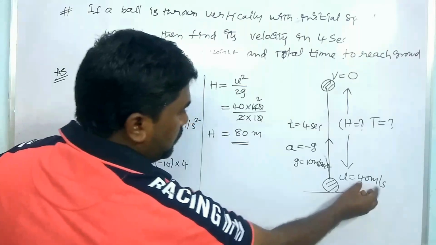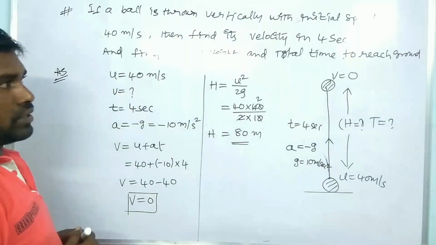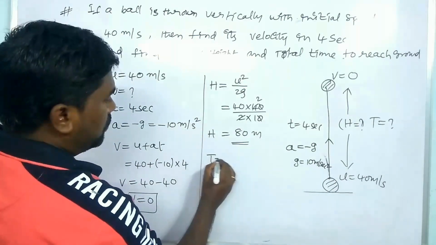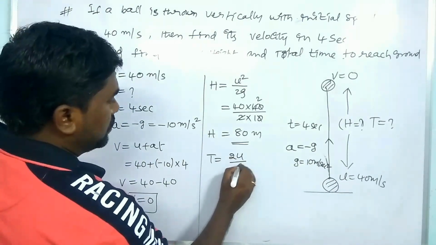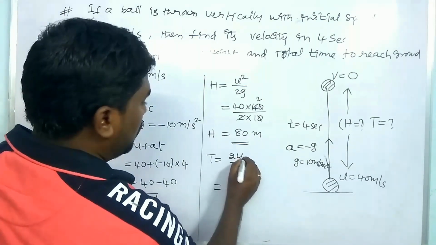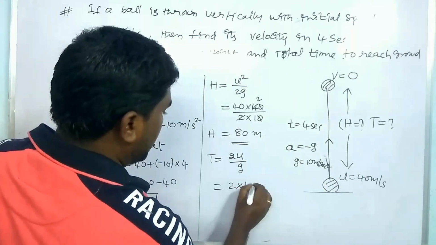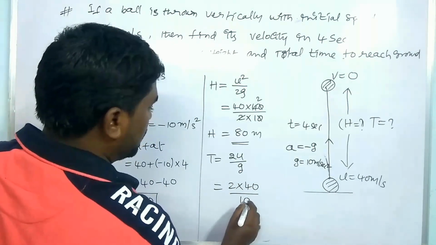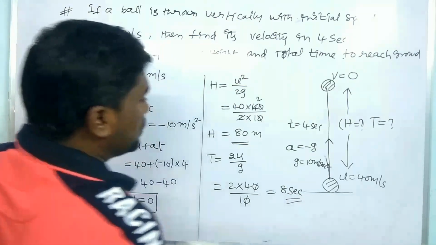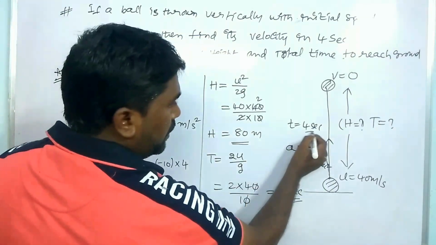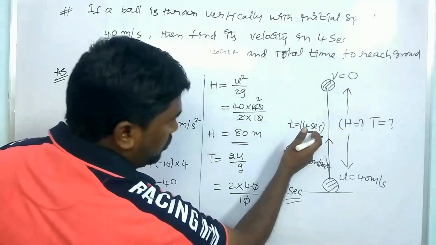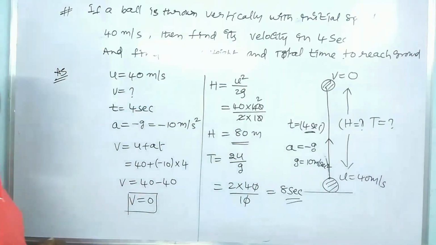With initial speed of 40 meter per second, it reaches 80 meters of height, then it will come back to the ground point. So the total time of the body is equal to 2u by g here. It is nothing but 2 into u, what is u? 40 meter per second, and g is equal to 10 meter per second square. It is equal to 8 seconds. How much time is taken to reach the ground point? 8 seconds. Because the time taken to reach maximum height is 4 seconds, and again it takes 4 seconds. 4 plus 4, 8 seconds.